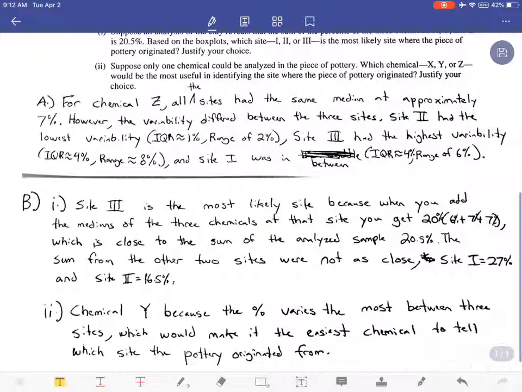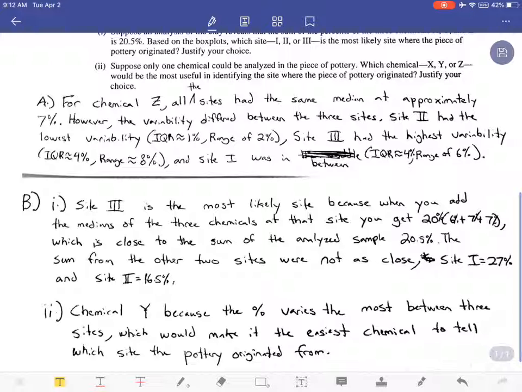It's not that clear right there, so you want to make sure you're writing clearly, unlike what I did there, so your grader, either me or the person on your AP test, can read it. But 6% plus 7% plus 7%. I'm doing that because I'm showing whoever's looking at my paper where I get that 20% from, which is close to the sum of the analyzed sample, 20.5%.